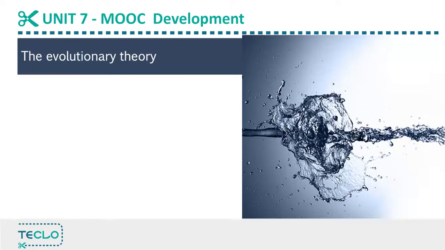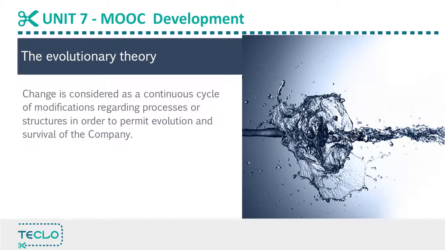The evolutionary theory. The evolutionary theory considers the change in companies as a continuous cycle of modifications regarding processes or structures in order to permit evolution and survival of the company. This theory, along with the dialectical and teleological ones, affirms that the path to reach the final goal is uncertain and unknown.